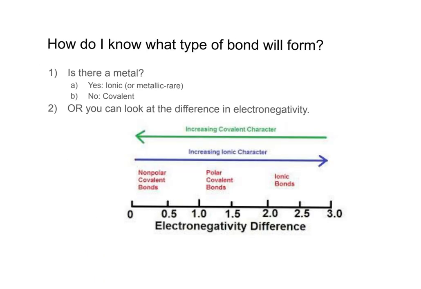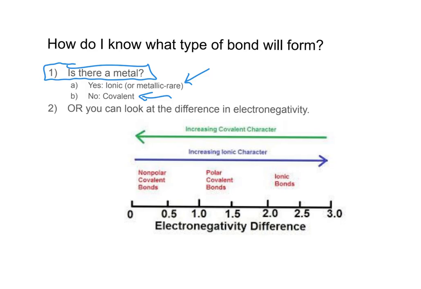So the question becomes, how do you know what type of bond will form between 2 elements? The first thing you can do is ask this question right here. Is there a metal? If there is a metal, it's going to be ionic. Like I said, there's that third type, the metallic bond, but that's pretty rare. So if there's a metal, it is probably an ionic bond. If not, then it is going to be covalent. So that's the first step you can do.